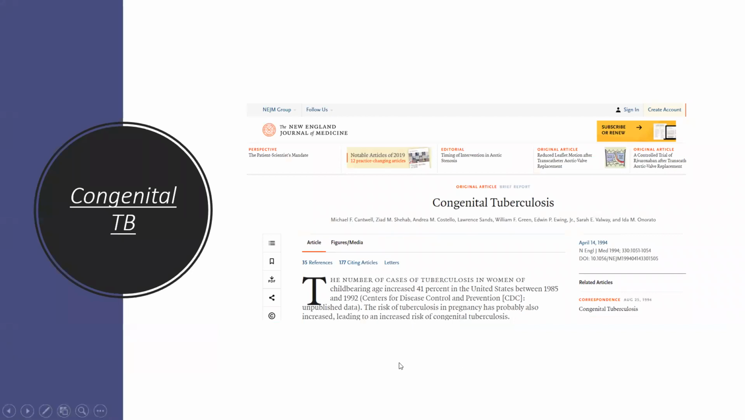This was one of the journals showing the number of cases of tuberculosis in women of childbearing age, which increased 41% in the United States between 1985 and 1997. This data was offered by the Centers for Disease Control and Prevention. It shows that the risk of TB in pregnancy has probably also increased, leading to increased risk of congenital TB. This was one of the new papers in the New England Journal of Medicine that gave the status of congenital TB.